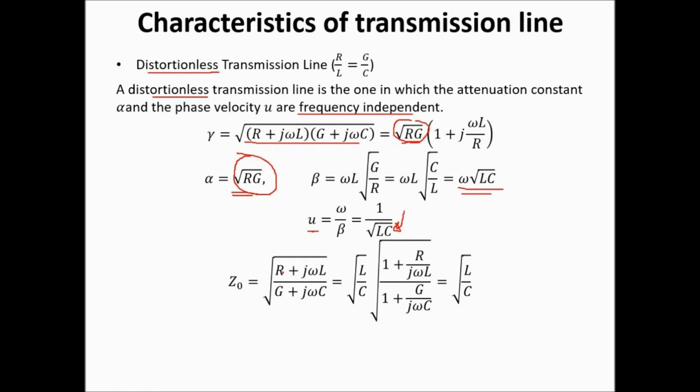Now for the characteristic impedance, we can write R plus j omega L over this. If you take L and C as a common factor, you will see it like this. Here R over L is equal to G over C. If you put G over C here, then these two terms will be the same. So you can get Z naught equal to the square root of L over C. You see the characteristic impedance is also independent of the frequency. It is like the ratio of the square root of inductance and the square root of capacitance.